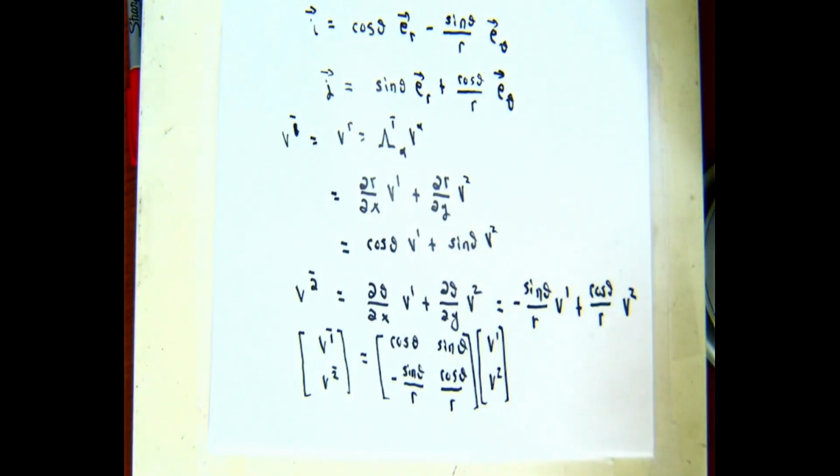And lastly, it probably wouldn't hurt to know how to convert components of a vector from one coordinate system to another. Following the previously stated facts, it's not difficult to express V1 bar and V2 bar, colloquially VR and V theta, in terms of V1 and V2.